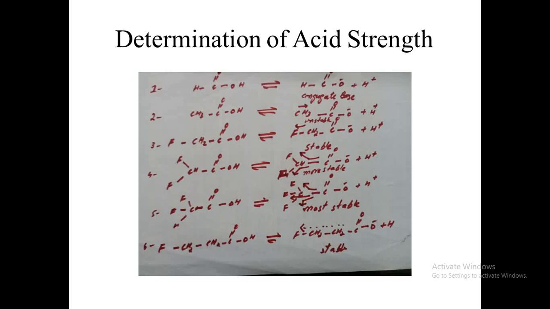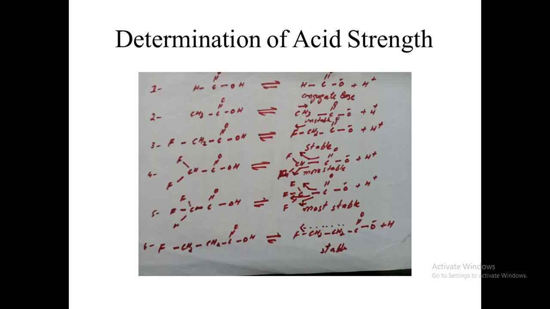For the determination of stability of a conjugate base, we will look at the groups attached to the conjugate base. In the second example, this is acetic acid. In both the first and second examples, you can see the carboxylate ion, C double bond O and CO negative, is common. In the first example, hydrogen is attached to the carboxylate ion, and in the second example, a methyl group is attached.